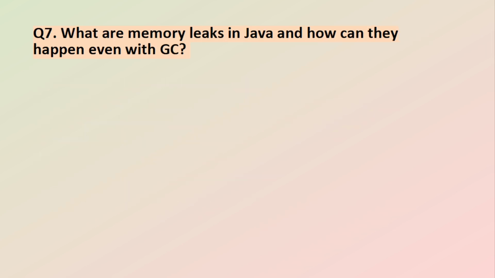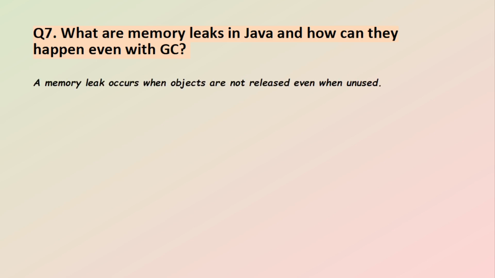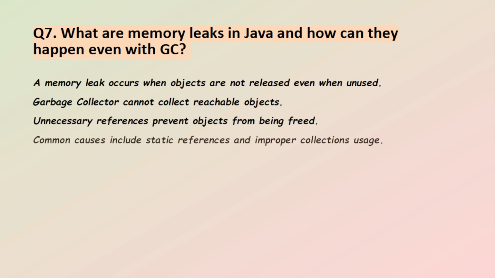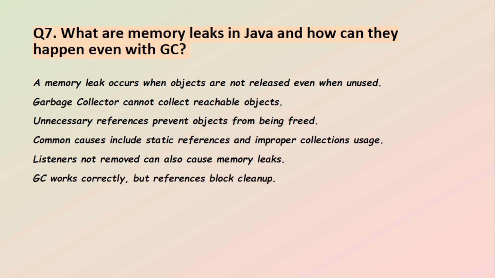What are memory leaks in Java and how can they happen even with garbage collection? A memory leak occurs when objects are not released even when unused. The garbage collector cannot collect reachable objects. Unnecessary references prevent objects from being freed. Common causes include static references and improper collections usage. Listeners not removed can also cause memory leaks. GC works correctly, but references block cleanup, and this leads to increased memory usage over time.